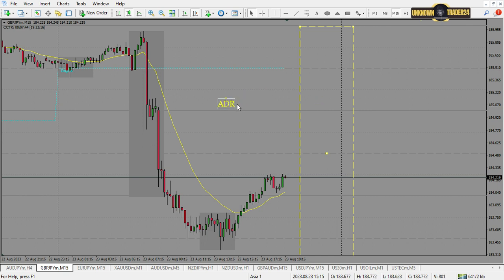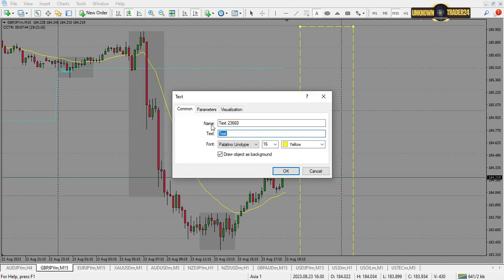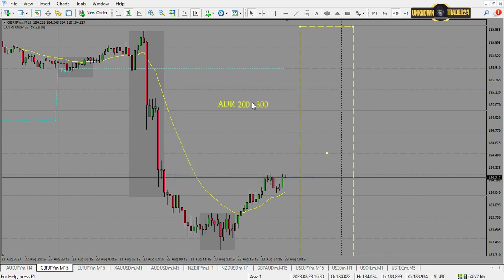Okay, this is the average daily range, and for currencies, this is usually 200. However, it can go to sometimes 300. Okay, and this is for currencies in a day. In other words, this is how many pips currencies can go in a day. Okay, yes, sometimes it's gonna be a little bit more than this.